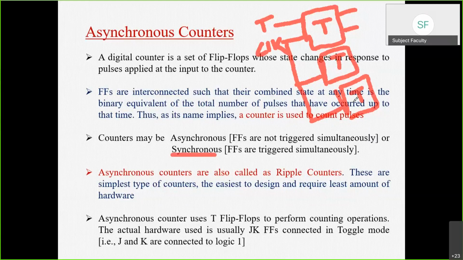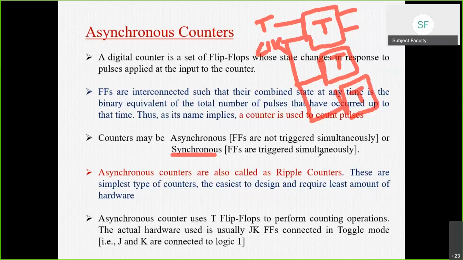When all the clock terminals of all these flip-flops are connected together, then that counter will be called a synchronous counter. That means flip-flops in this synchronous counter will trigger simultaneously. Simultaneously, you are applying the clock to all the three flip-flops. So whenever you want to decide whether your counter is asynchronous or synchronous, you will observe whether the clock terminals of all the flip-flops are connected together or not. If they are connected together, they are triggered simultaneously, so it is a synchronous counter.